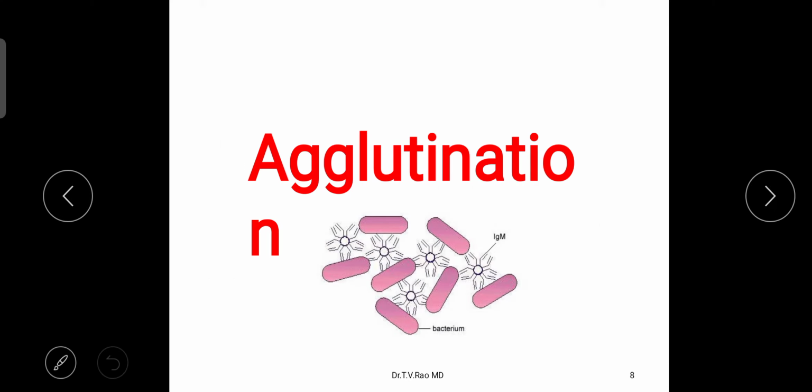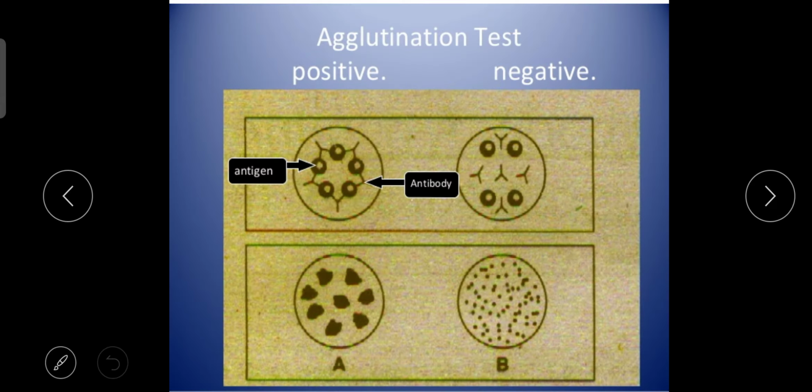Now first we will see about the agglutination test. If you look at this picture, this small round shape is called the antigen, and this one is called the antibody. In case of a positive result, the agglutination test looks like this picture, and in case of negative you can see this picture in the slide, if you go for the test in the lab.